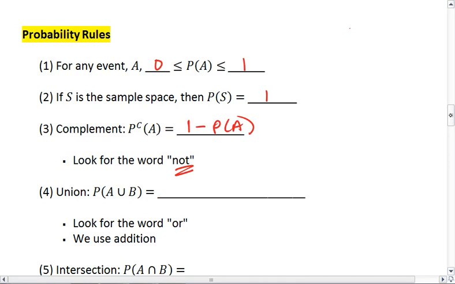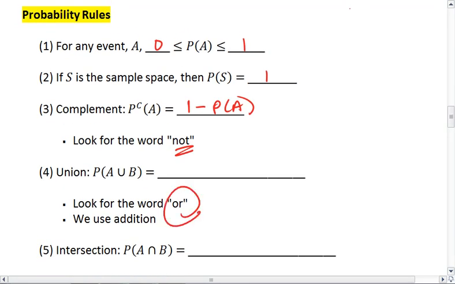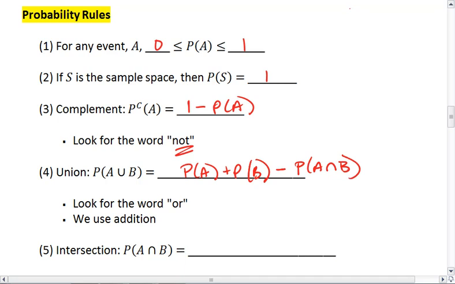Okay, next we're going to look at union. For this one you want to look for the word or. Again, it's not always there, but sometimes it will be. For union we use addition. And it's going to be the probability of A plus the probability of B minus their intersection, so minus their overlap. For example, if I want to know the probability of rolling a 1 or a 3, then I take the probability of rolling a 1 plus the probability of rolling a 3, and that's 2/6, or 1/3.